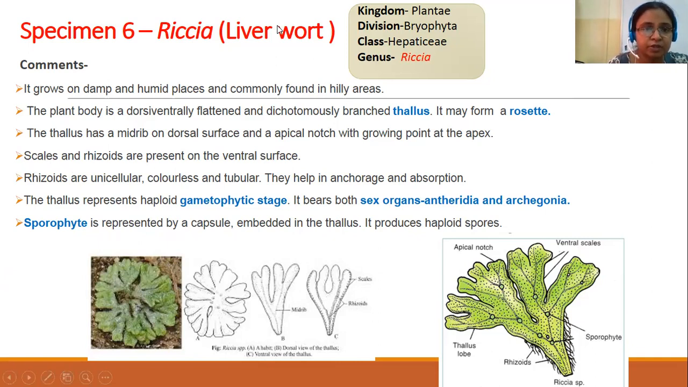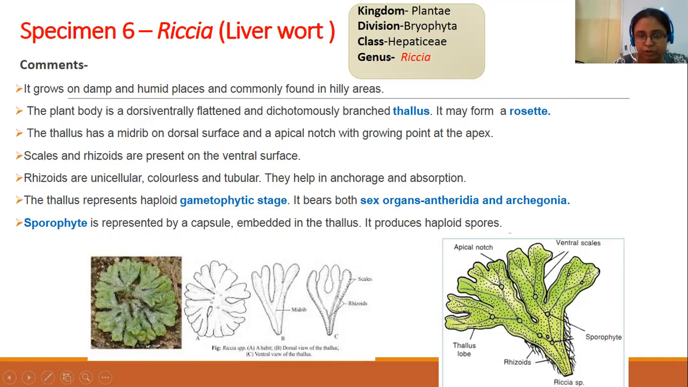For example, in this case, Riccia, instead of true leaves, they have scales. They have scales on them. Instead of true roots, they have rhizoids. So these scales and rhizoids are present on the ventral surface of this plant body. Here you can see these are the rhizoids. These numerous unicellular rhizoids are given off from the ventral surface of this plant body, which is thallus-like.